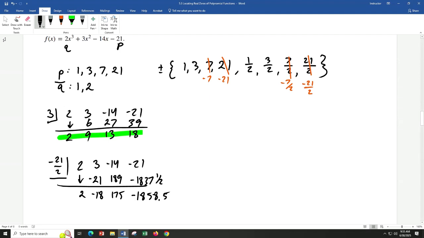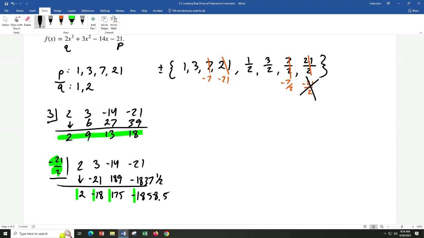We don't worry about the ugliness of the numbers. What I want you to see here is, guess what just happened? Positive, negative, positive, negative. They alternated. That means negative 21 over 2 is the lowest that thing can ever go. It will not go past, so that guy is also now gone.